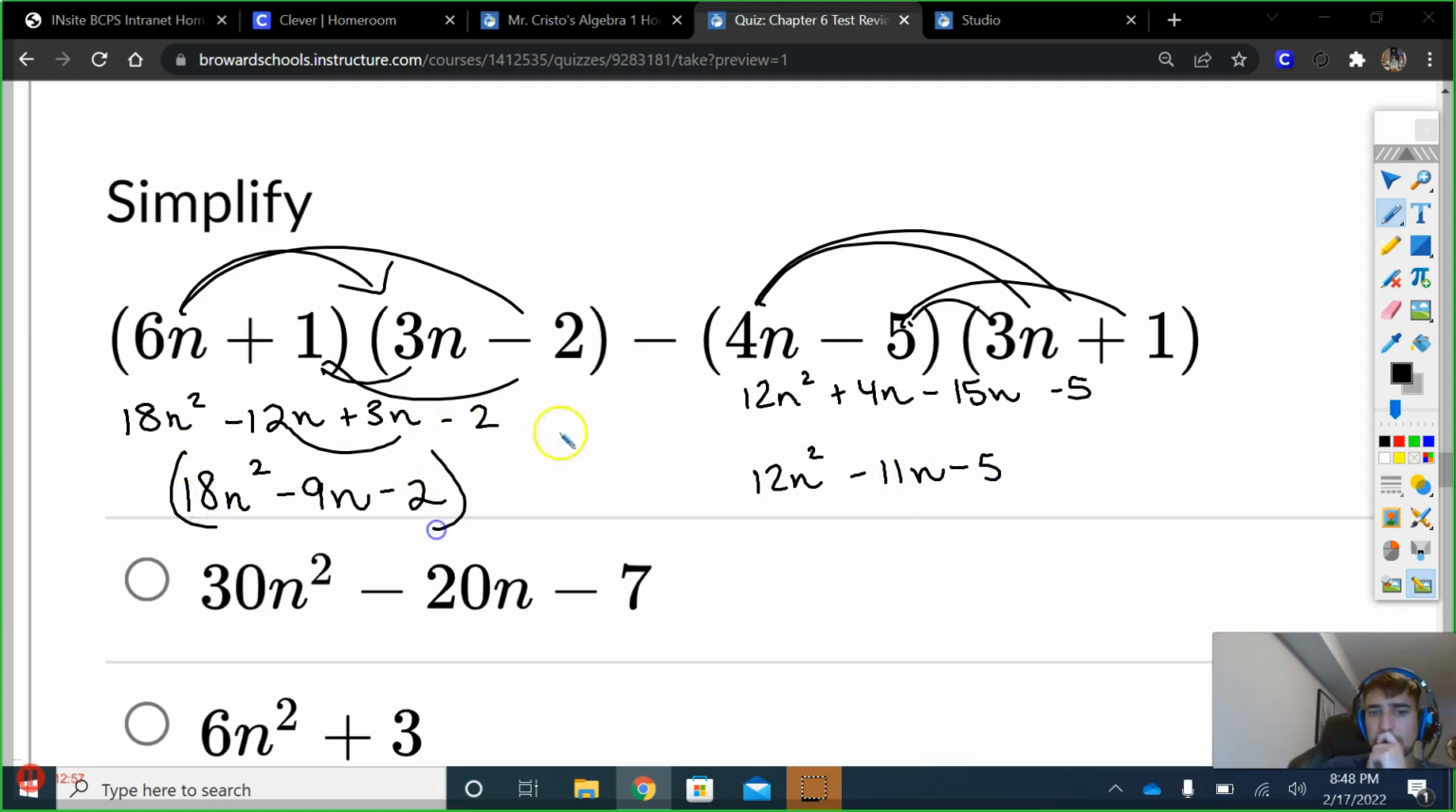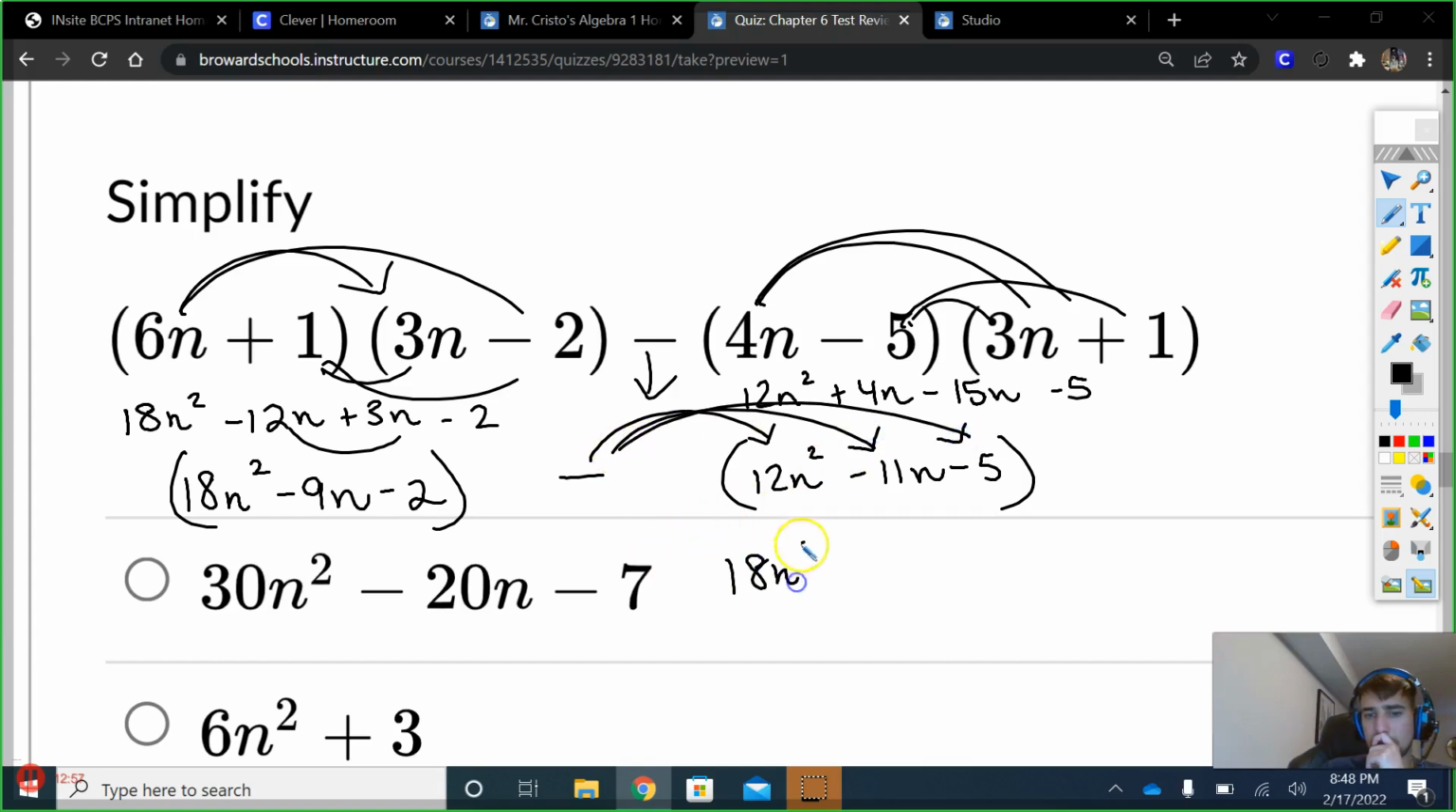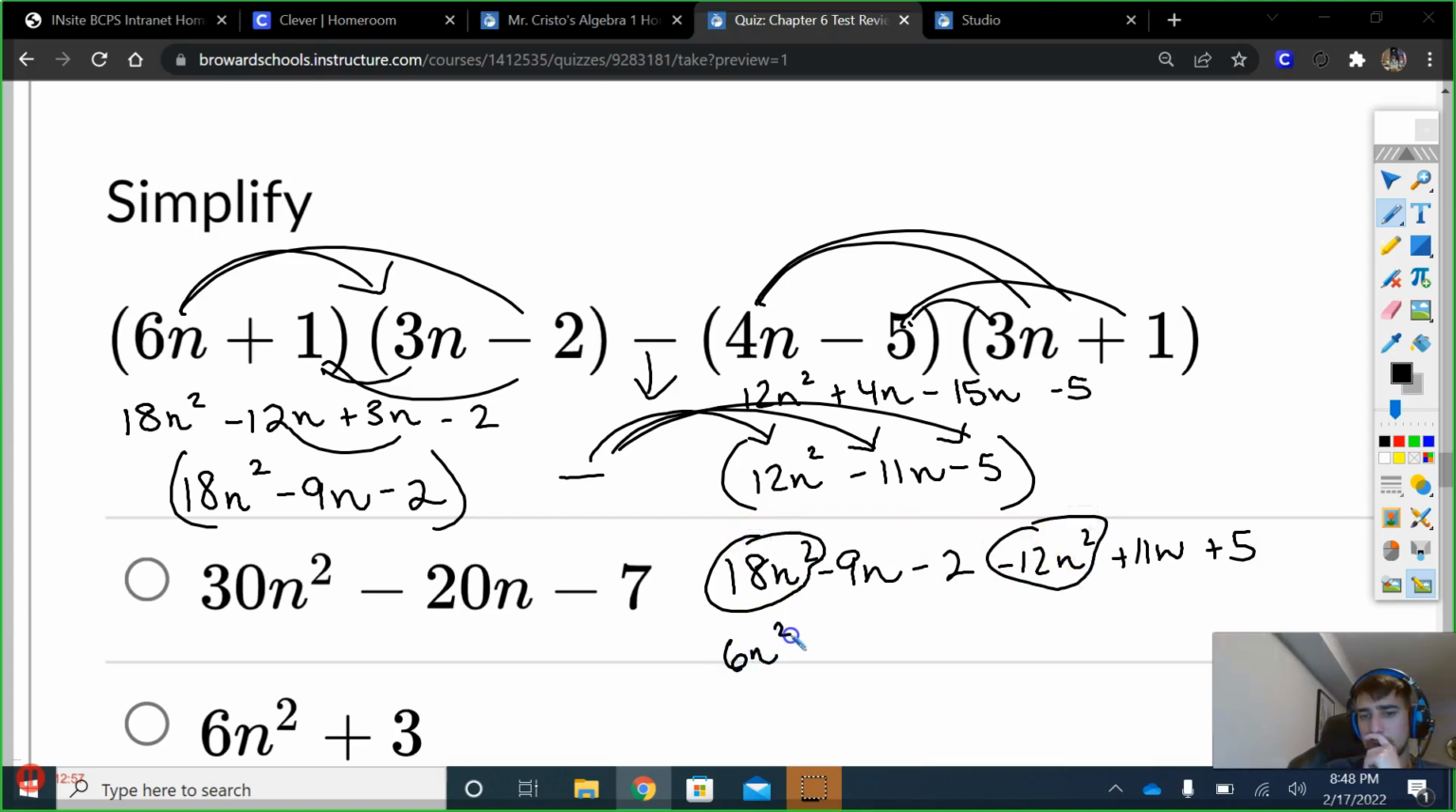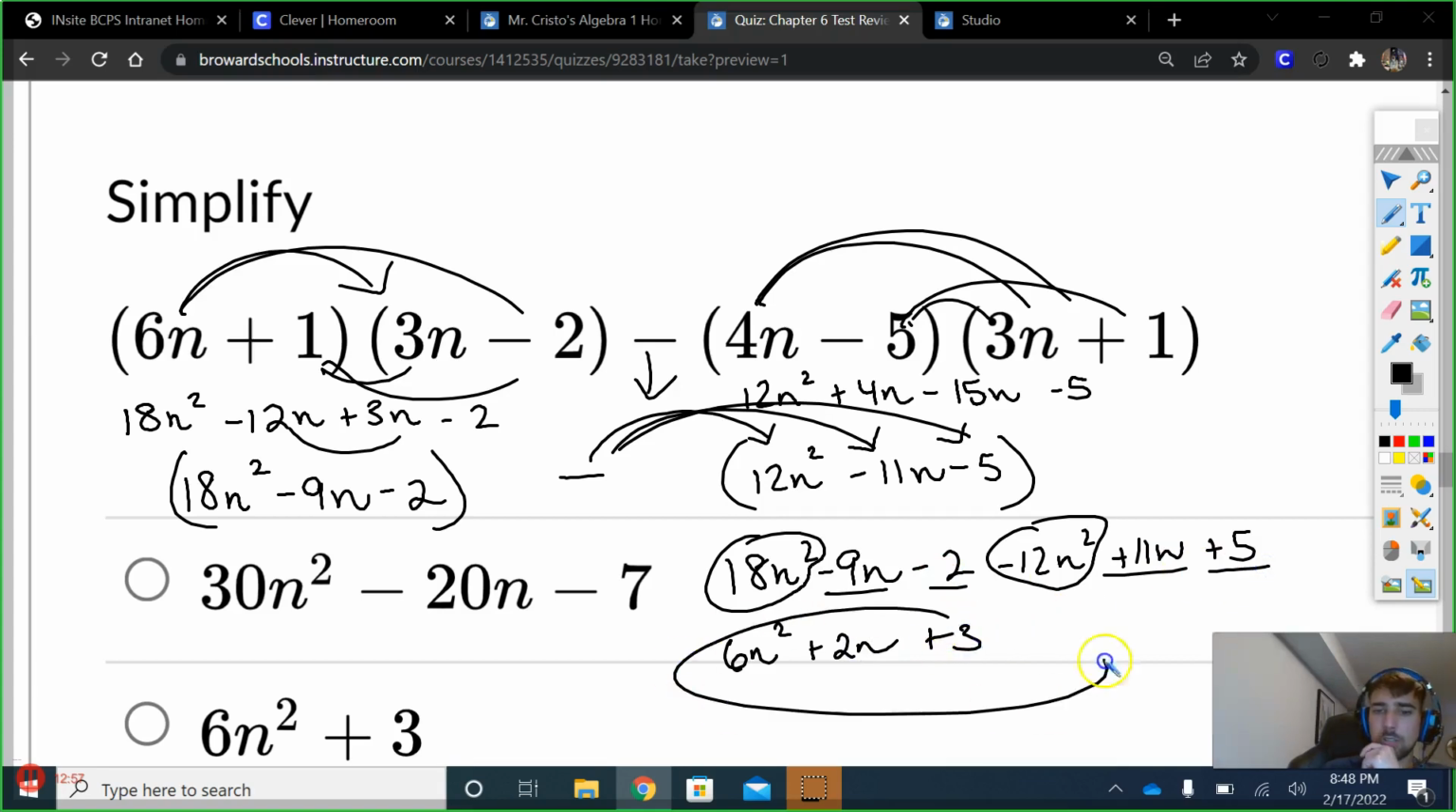It's going to be this whole thing minus this whole thing. So I'm going to do the distributive property right here, which will make it become, let me just rewrite it. And then it'll be a minus 12n squared. A negative times a negative 11 will give you a positive 11n. And then a negative times a negative 5 will give you positive 5. 18n squared minus 12n squared will give you 6n squared. Negative 9n plus 11n will give you 2n. Negative 2 plus 5 will give you positive 3. And you've got your whole answer now.